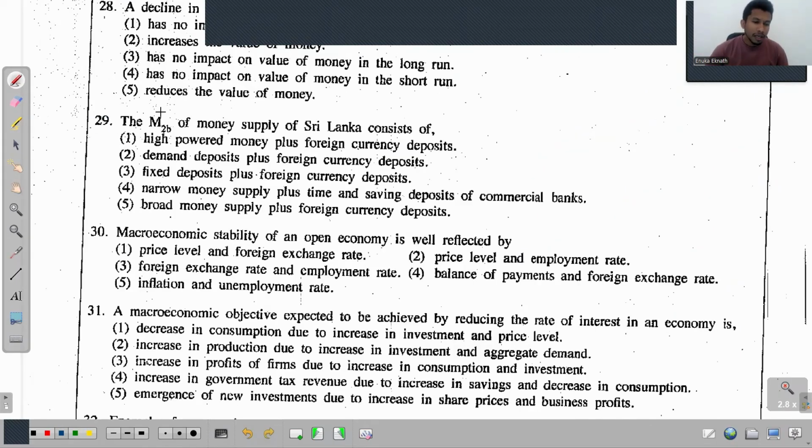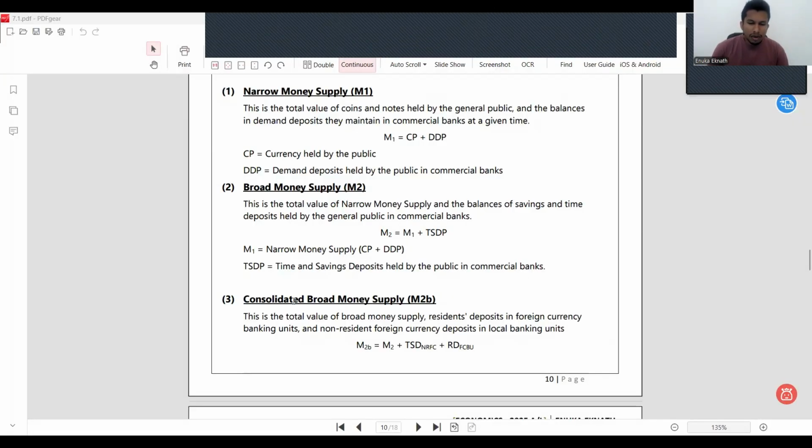Look at this question 29 now. It says the M2B of money supply of Sri Lanka consists of. These are very straightforward questions and these are very easy. If you remember the M2B definition of money supply, you can easily find the answer for this one. So wait, I'll show you the definition. The consolidated broad money supply, if not M2B. So how do we define that?